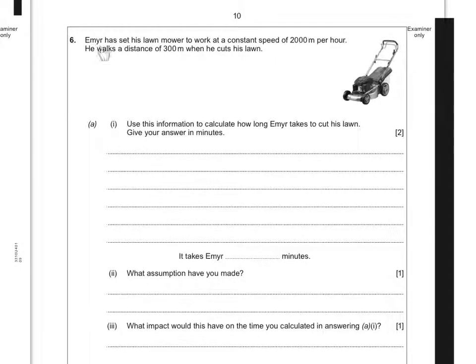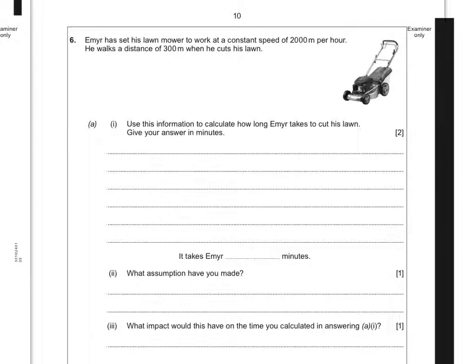For question 6, Emir has set his lawnmower to work at a constant speed of 2,000 meters per hour. He walks a distance of 300 meters when he cuts his lawn. Use this information to calculate how long Emir takes to cut his lawn. Give your answer in minutes.